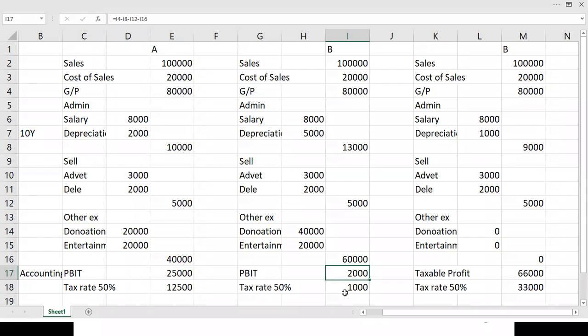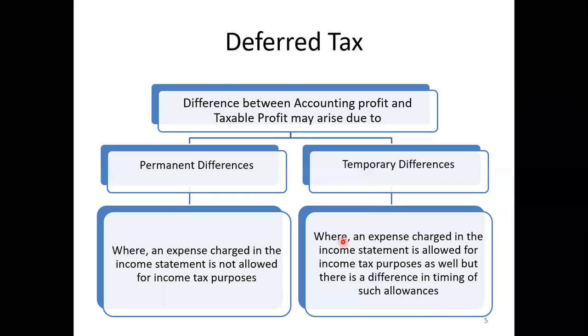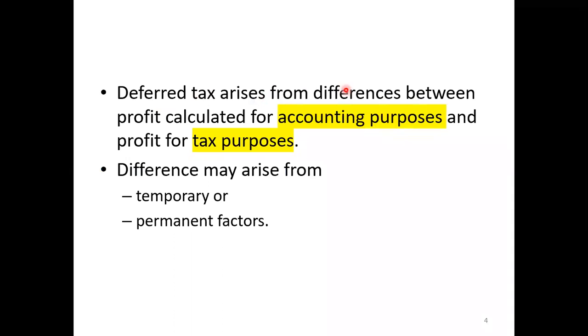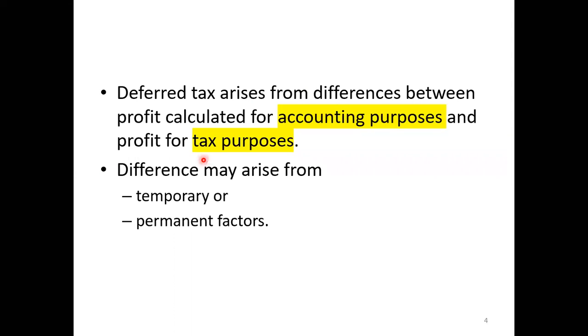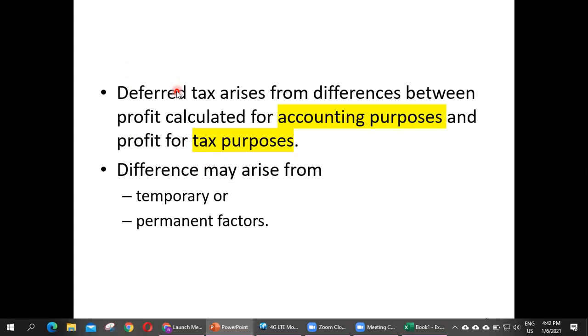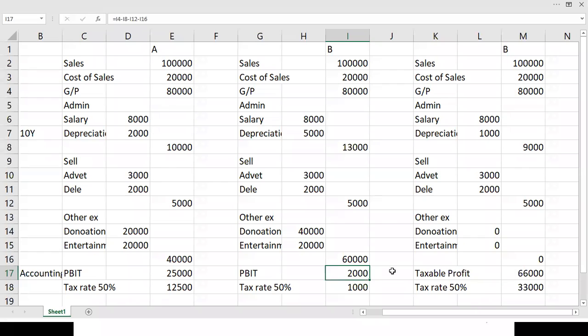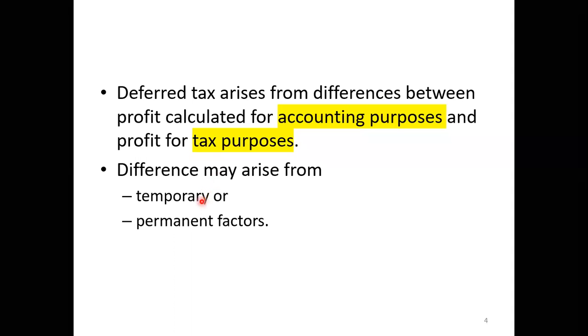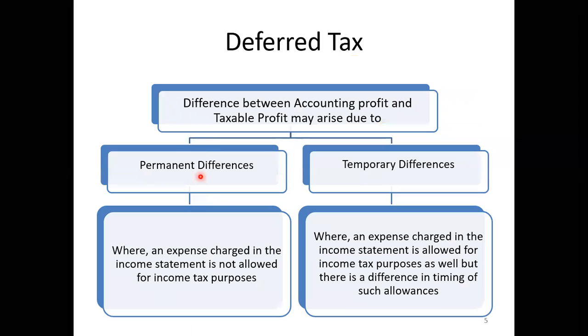Due to that, here are the huge differences in the income tax. As I already told you, deferred tax arises due to what? The deferred tax arises from the differences between profit calculated for accounting purposes and tax purposes. Have you understood the idea? Clear? Deferred tax arises due to the differences between accounting profit and taxable profit. And it says the differences may arise due to temporary factors and permanent factors.